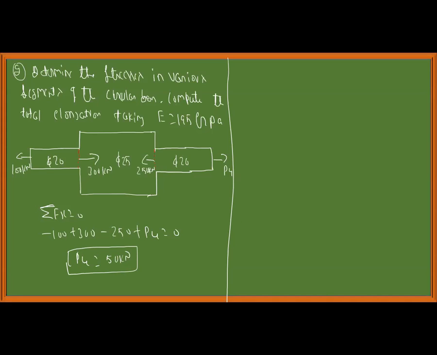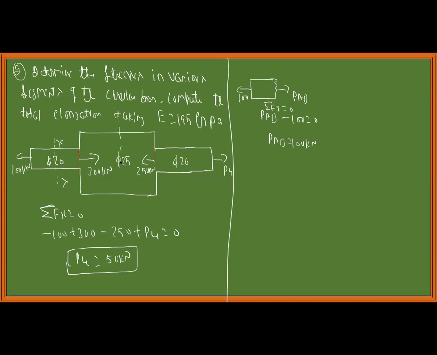Next, as usual, we need to find the forces acting on each section. I'll take the section here, XX. This is 100 kilonewton. This is P of AB. Summation of force in x direction is equal to 0. P of AB minus 100 is equal to 0. P of AB is equal to 100 kilonewton.